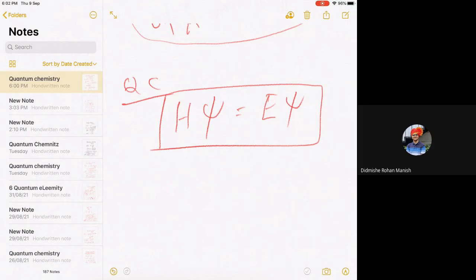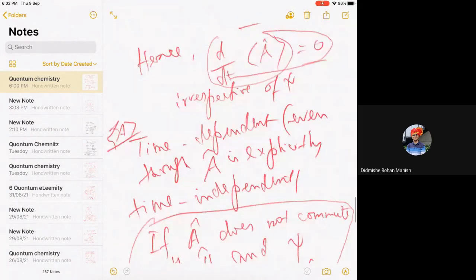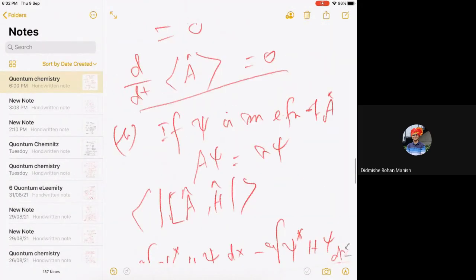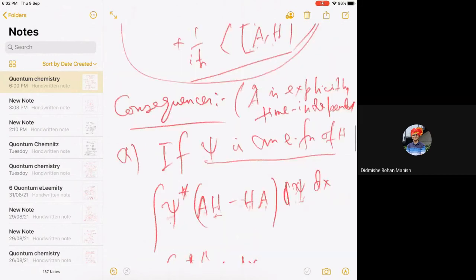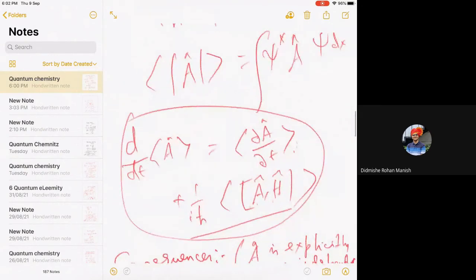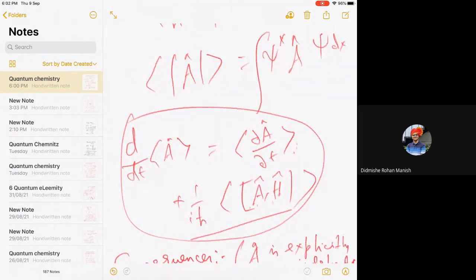Sir, I just had a question. We derived mathematically that the derivative of the expectation value of A is this thing. The interpretation is something like this, right? That we have, let's say, 1,000 identical systems. We are measuring them at one time and computing the expectation value. And then at the next instant, again, we are measuring it.